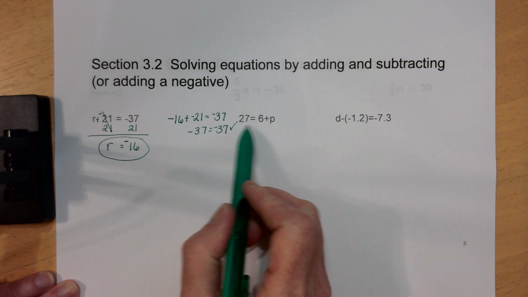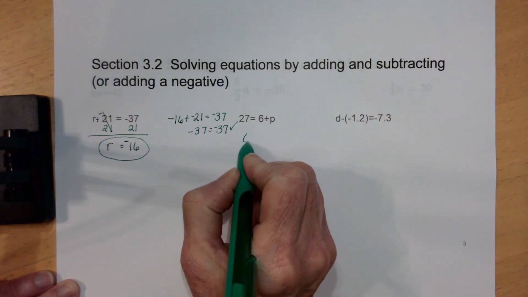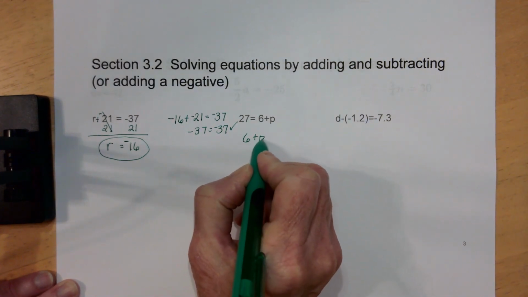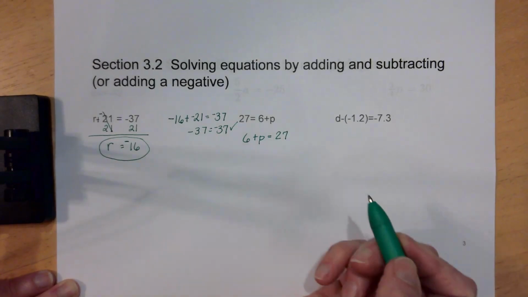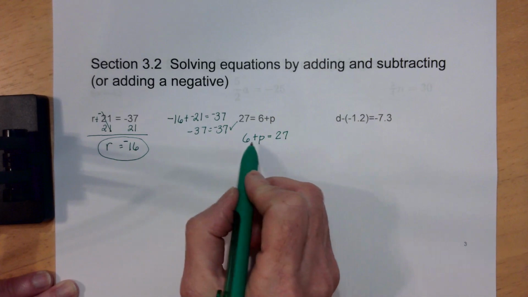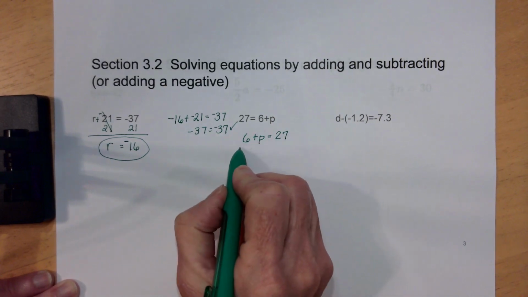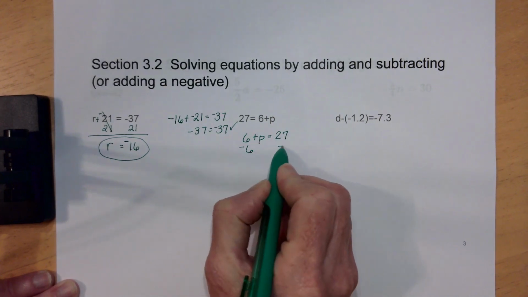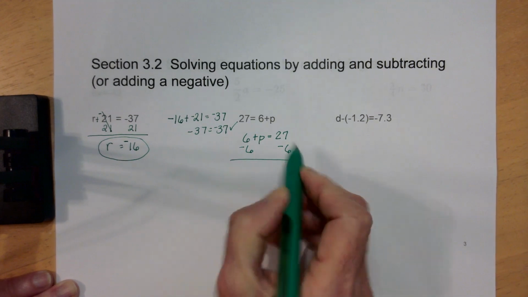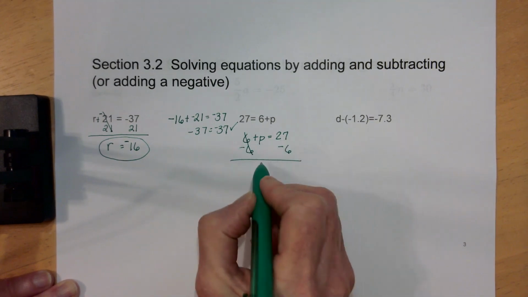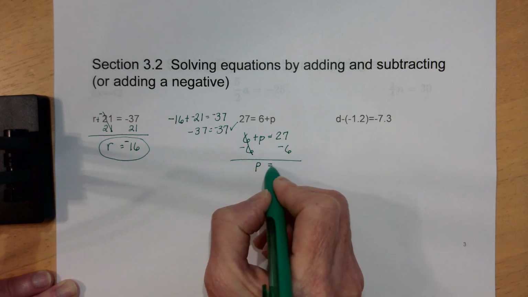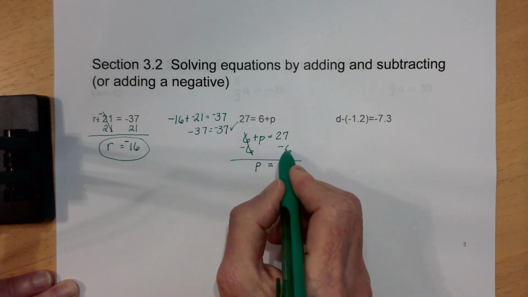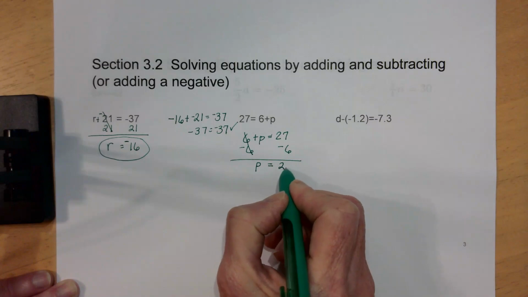On this, my first move, I would switch sides of the equation due to the symmetric property because I want my variable on the left-hand side. So you can see that I need to get rid of this 6, so I'm going to add a negative 6 to both sides. That is equal to 0, so what's left on the left-hand side is p. I want to bring my equals straight down, and 27 plus a negative 6 is positive 21.